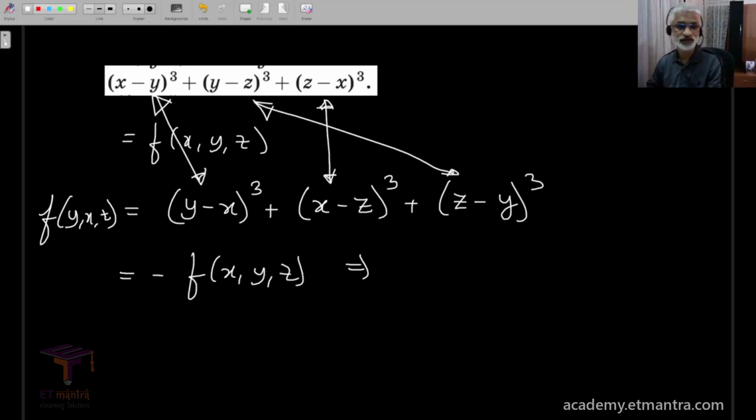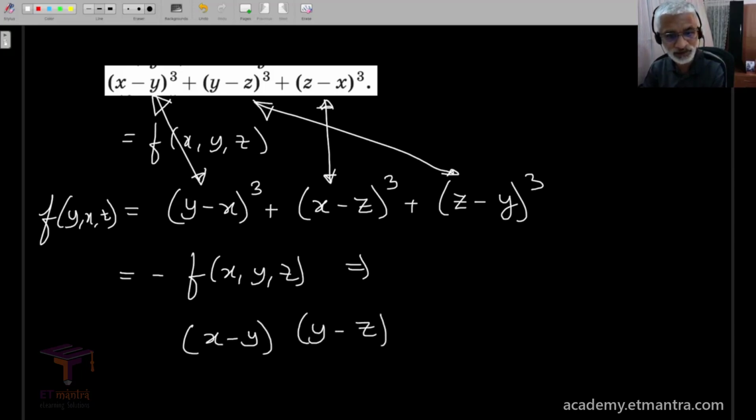So this is how you exploit that the function is antisymmetric, and we will definitely come across more examples in our lessons where spotting that the function is antisymmetric will immediately give us three factors, namely, I repeat, x minus y, y minus z, and z minus x as three of the factors for the antisymmetric function.